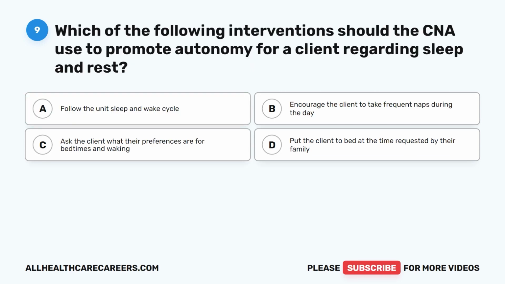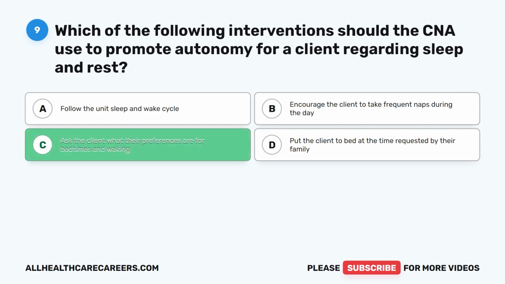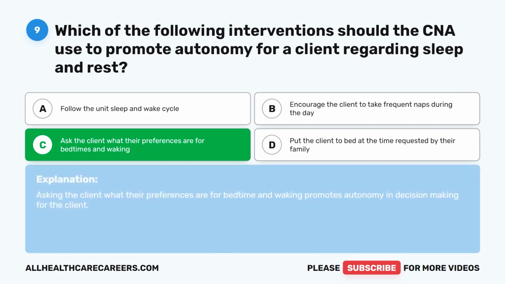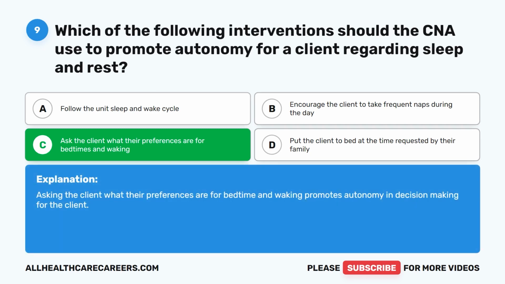Question 9. Which of the following interventions should the CNA use to promote autonomy for a client regarding sleep and rest? A. Follow the unit sleep and wake cycle. B. Encourage the client to take frequent naps during the day. C. Ask the client what their preferences are for bedtimes and waking. D. Put the client to bed at the time requested by their family. The correct answer is C. Ask the client what their preferences are for bedtimes and waking. Asking the client what their preferences are for bedtime and waking promotes autonomy in decision-making for the client.